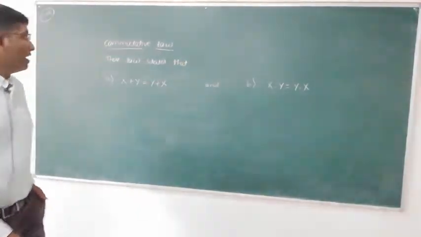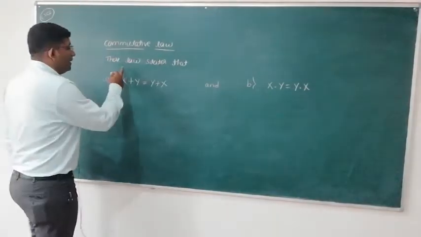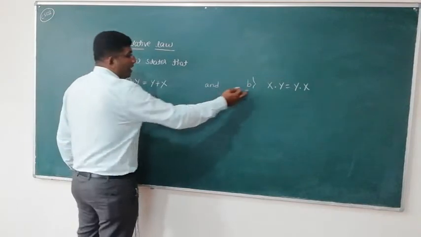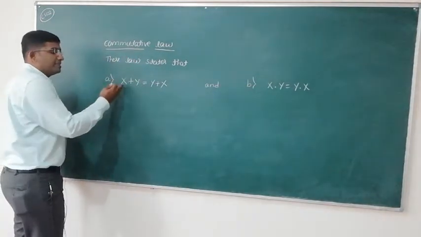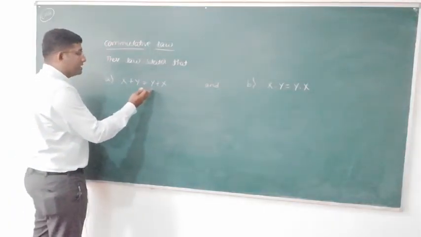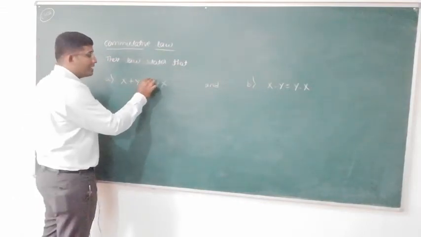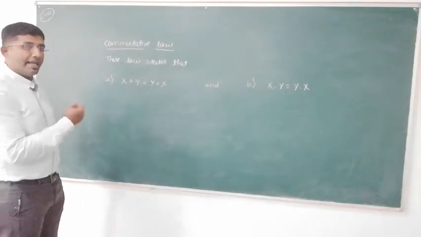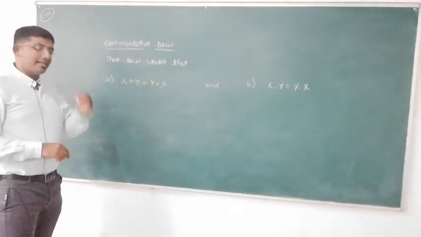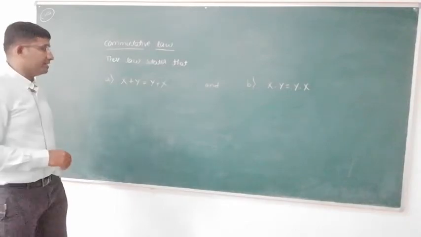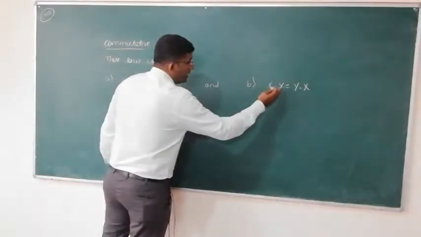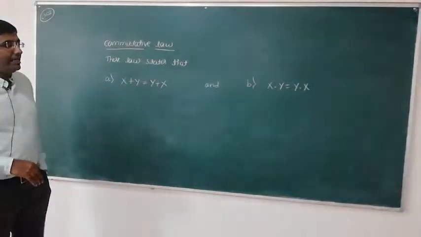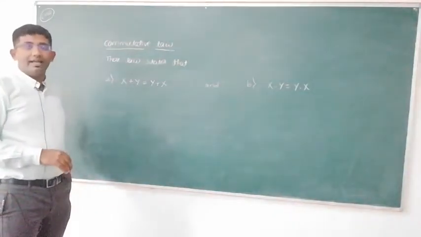The next law is the commutative law. In the commutative law, we come across two statements, one for OR and one for AND. The first law states that x plus y is equal to y plus x. Both are the same. If you change the position of the variables to the left-hand side or right-hand side of the plus sign, it won't make any difference. In the same way, in x dot y is equal to y dot x, if you change the position of the variables, it does not make any change in the expression.